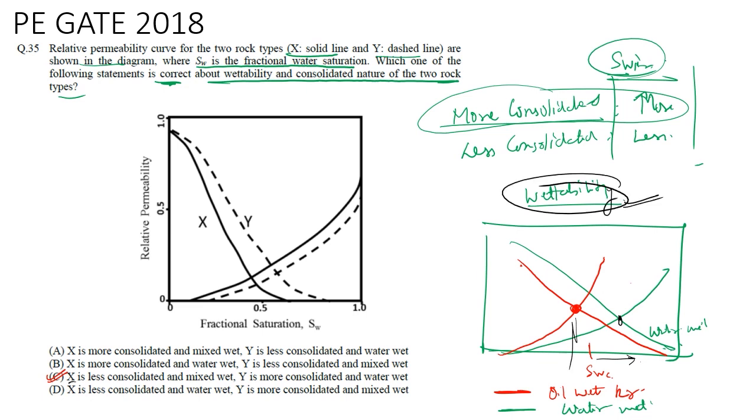Over here, X is less consolidated and mixed wet as compared to Y, which is more consolidated and water wet. This is the correct answer. Why? Because for X you can see that my connate water saturation is less, and for wettability, my crossover point is comparatively at a smaller water saturation, whereas Y is more consolidated because my connate water saturation is more in the case of Y, and it is water wet in nature. Why water wet? Because my crossover point is farther away from the 0.5 saturation. So that's why option C will be correct.